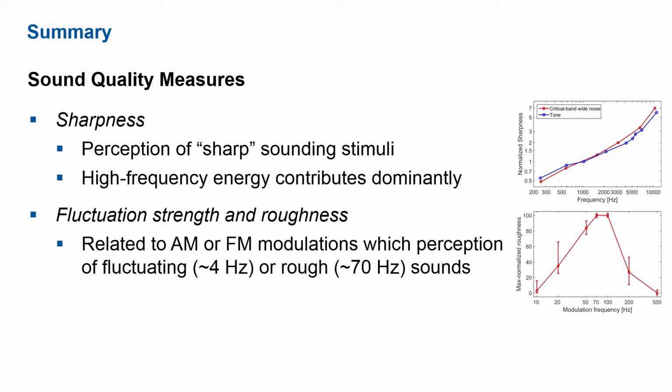Towards temporal or frequency modulation, we have the measures of fluctuation strength and roughness. Both go for different rates. At about 4 Hertz peak rate, we hear things fluctuating, and at about 70 Hertz peak rate, we hear them as rough. Now imagine you want to design the sound of a sports car. You would have to put in a little bit of sharpness and a little bit of roughness to sound sporty, and that will discriminate it from a luxury sedan where it shouldn't be sharp and it definitely shouldn't be rough, but it should be just smooth in the background.